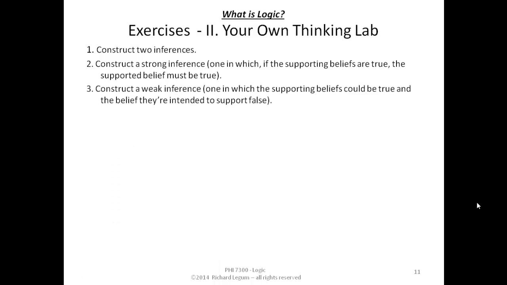Construct a weak inference, one in which the supporting beliefs could be true and the belief they're intended to support false. But remember, we don't want it to be a failed inference, so we want the beliefs to at least support it a little bit. And finally, do number 4 also. Construct a blatantly failed inference. Okay, so you guys do that. Next thing on your document, and keep in mind we're keeping all of the answers in the same document. When you're done with this, you can turn to the next video.